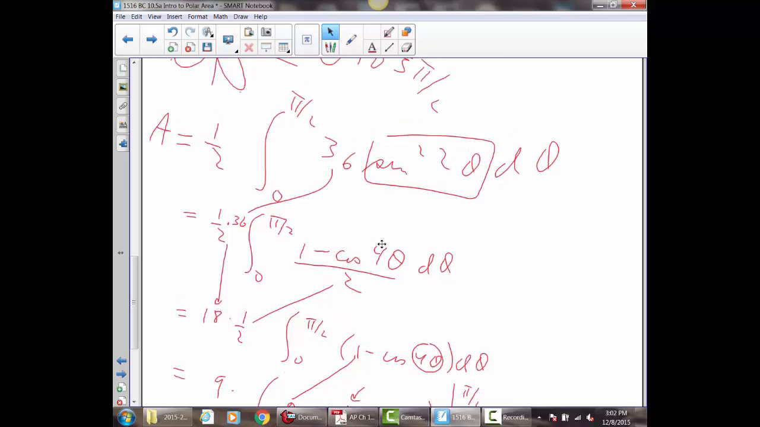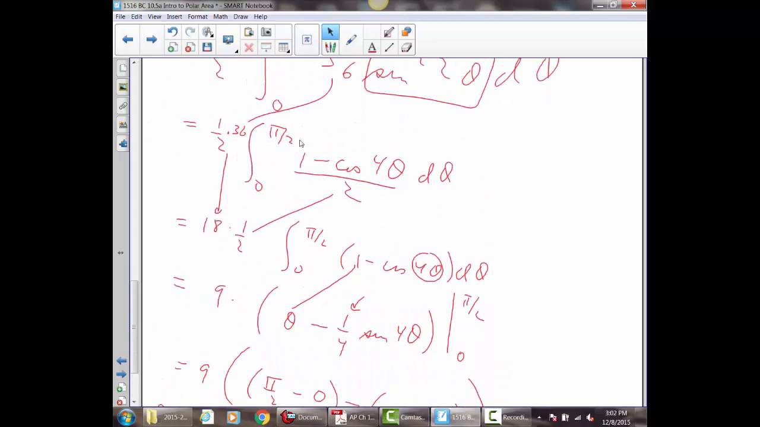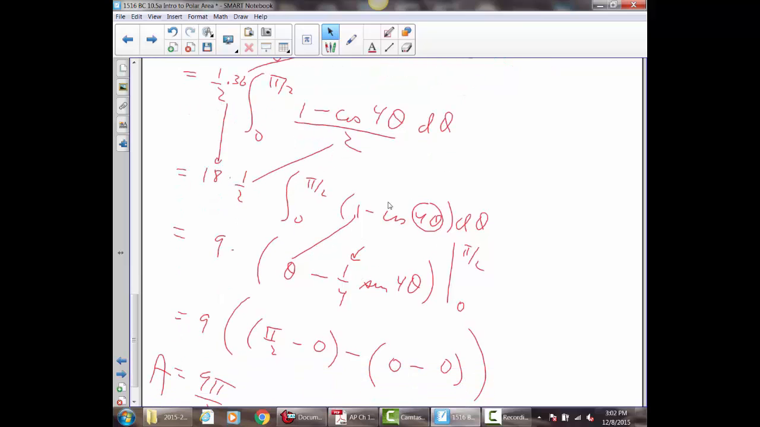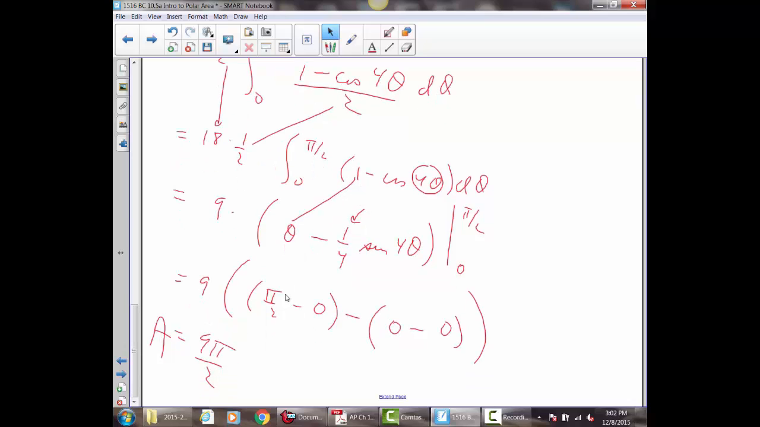This is just me actually working this out. So here's the sine squared formula, which is 1 minus the cosine of double that angle, over 2. Pull out the half. Integrate 1 to get theta. Let u equal 4 theta. Derivative is 4. Introduce the 4, counteract with a quarter. Integral of cosine is sine. Plug in the pi over 2. Plug in the 0. Subtract, etc. And you'll get an area of 9 pi over 2.